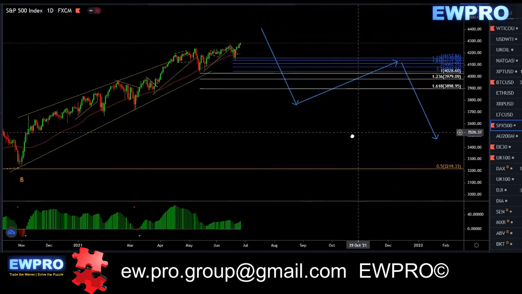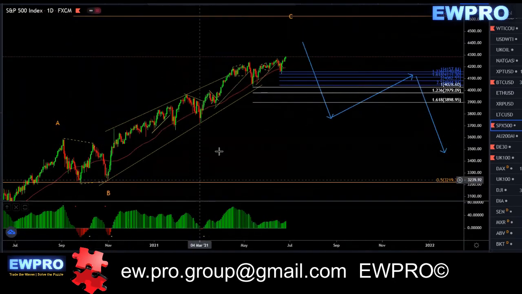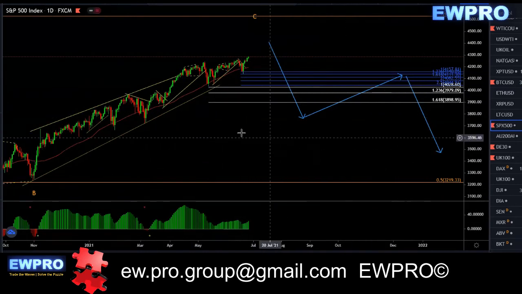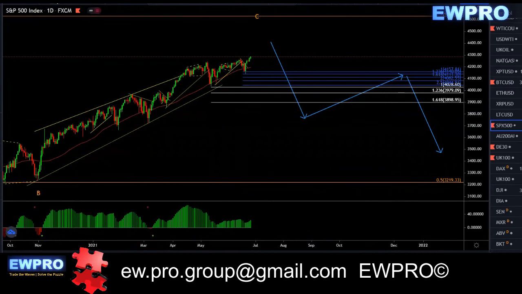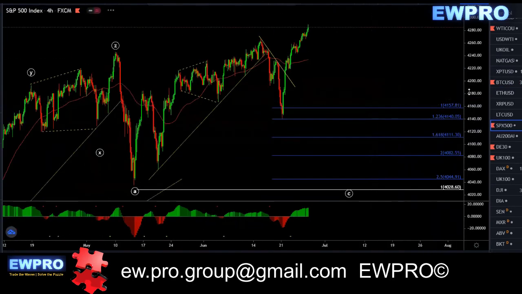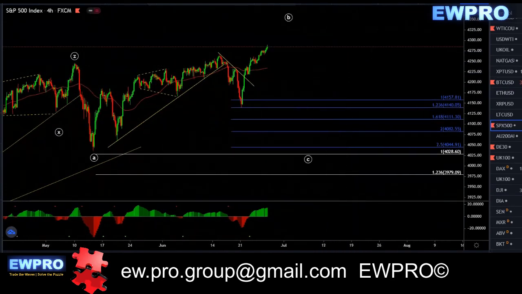SPX. So we've got all this bearish divergence, like I've been saying for ages. I'm looking for this larger correction. Eventually, we're going to get this larger correction. Nothing's changed. It's actually playing out how I was looking at it.